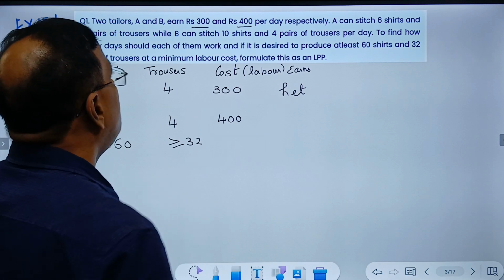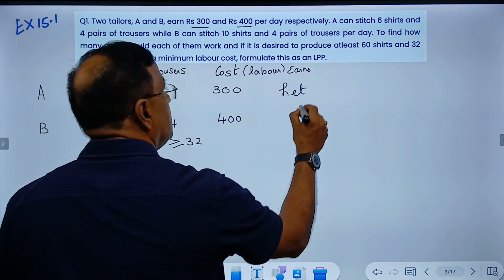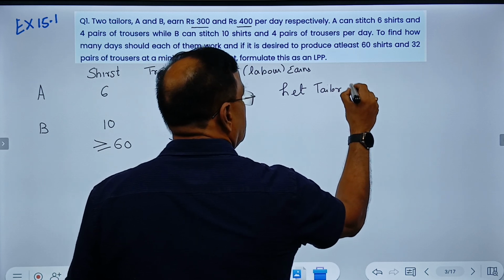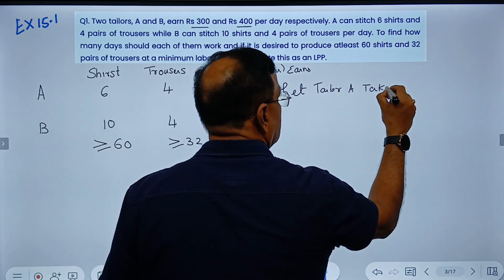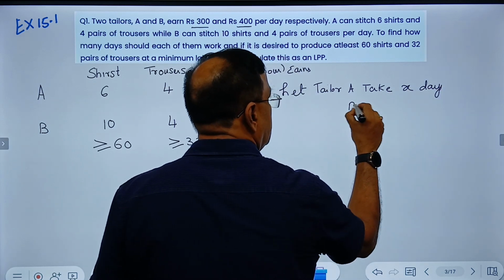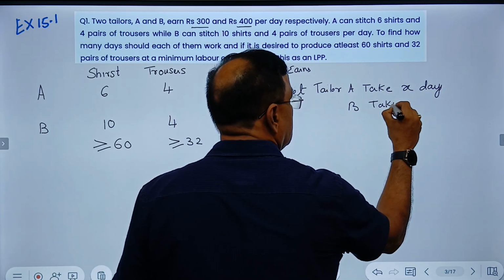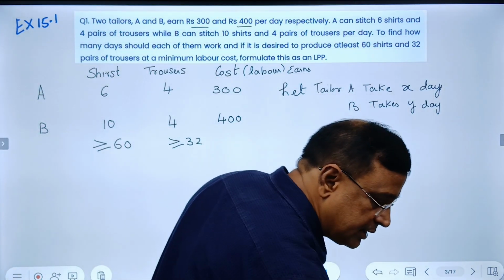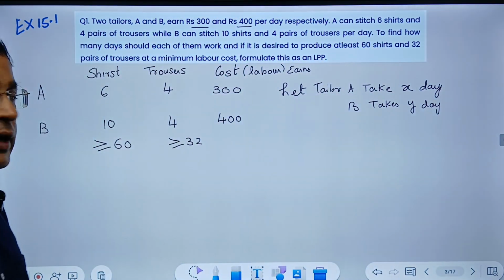What is the question? How many days? So let tailor A take X days and tailor B take Y days. This is my decision variable. Tailor A takes X days and tailor B takes Y days.